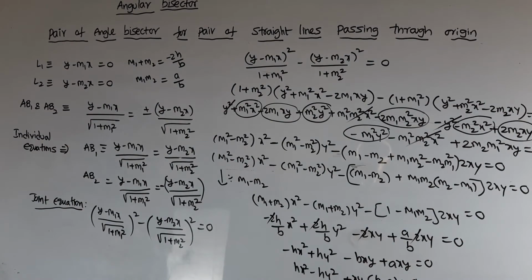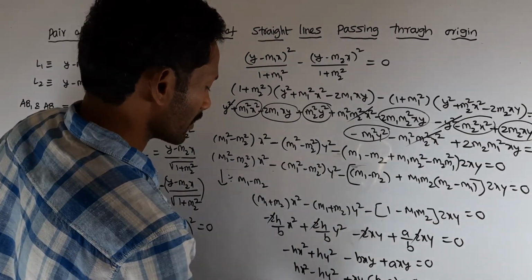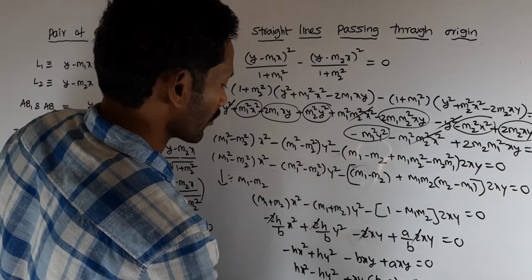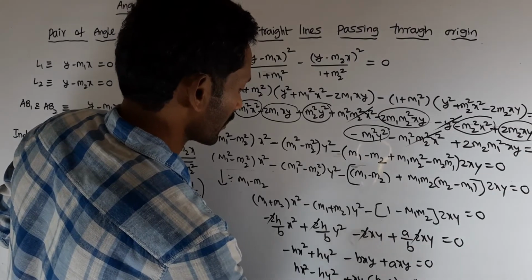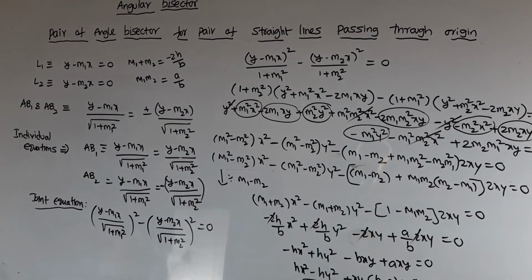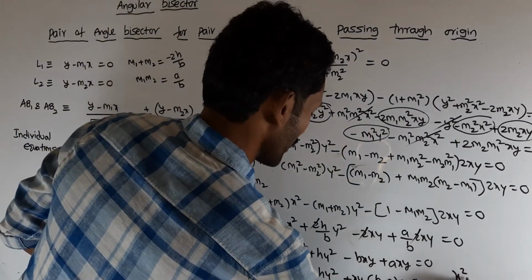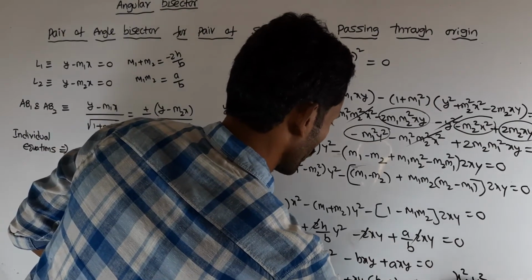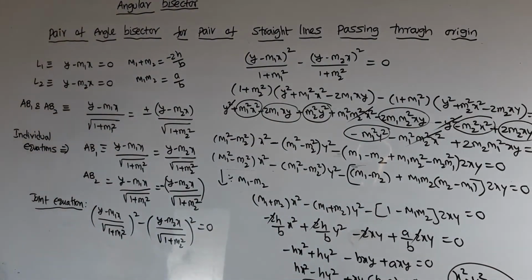hx square minus hy square plus xy times of b minus a. h times of x square minus y square equal to minus of this one, a minus b into xy. So h into x square minus y square equal to xy into a minus b, or x square minus y square by a minus b equal to xy by h. This is the formula.